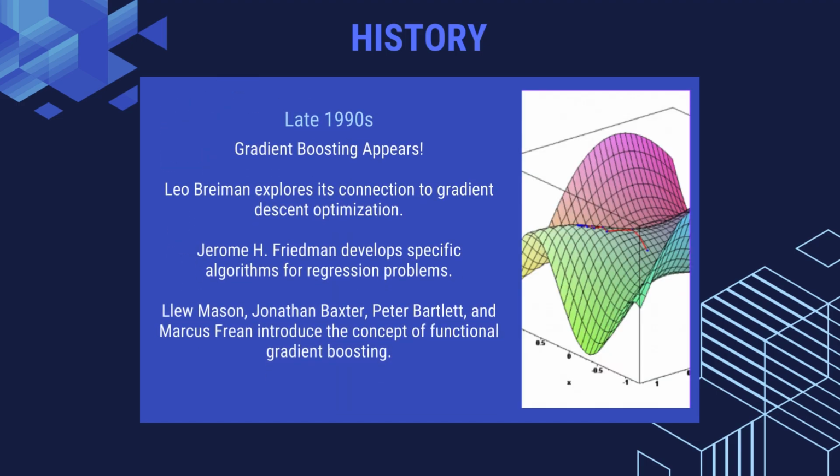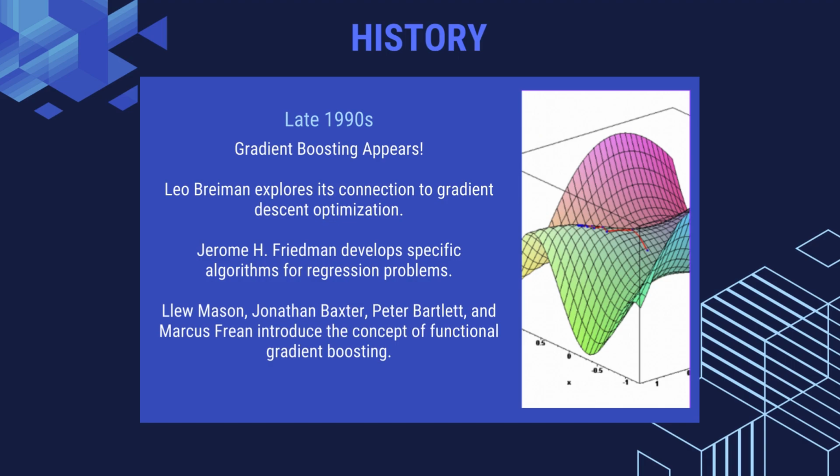Then, in the late 1990s, gradient boosting appears. Leo Breiman enters the scene, building on boosting's foundation. He explores its connection to gradient descent optimization, a powerful mathematical technique. And around the same time, various figures contribute significantly. Jerome H. Friedman developed specific algorithms for regression problems using gradient boosting.